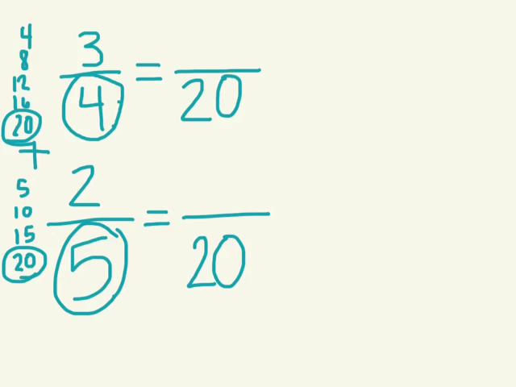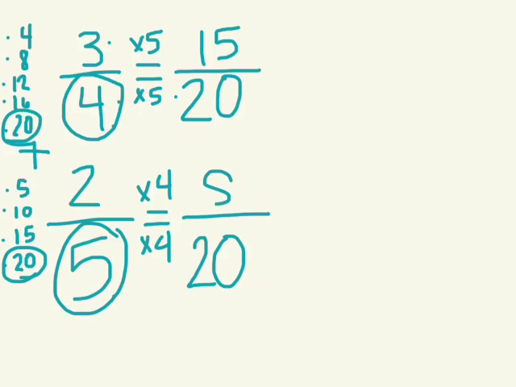Now, to get from 4 to 20, I can count my multiples. 4 times 1, times 2, times 3, times 4, times 5. Top and bottom. Let me count my multiples. 5 times 1, 5 times 2, 5 times 3, 5 times 4. I'm going to multiply my numerator times my factor. 3 times 5 is 15. 2 times 4 is 8.